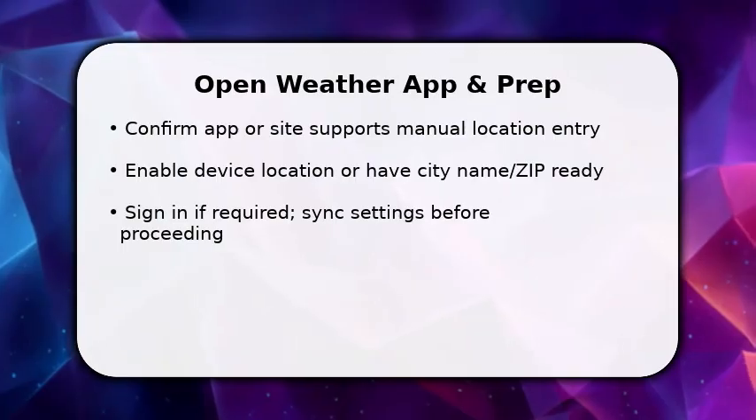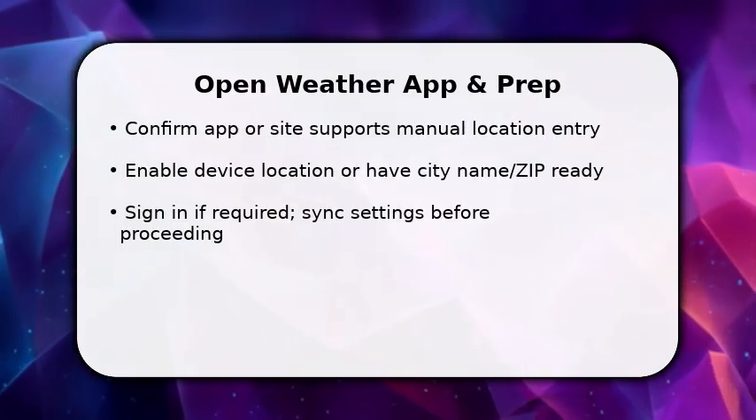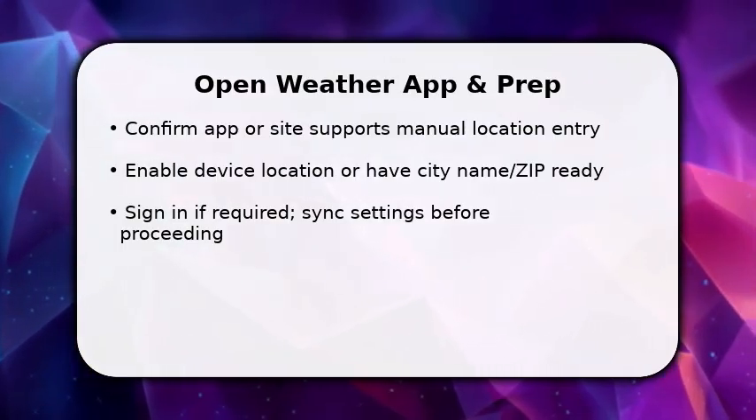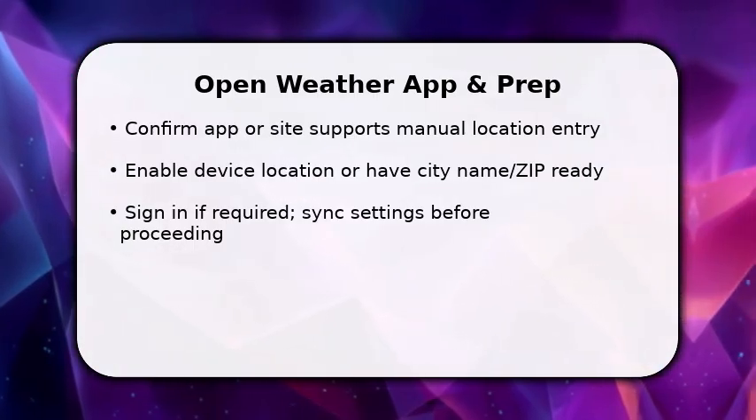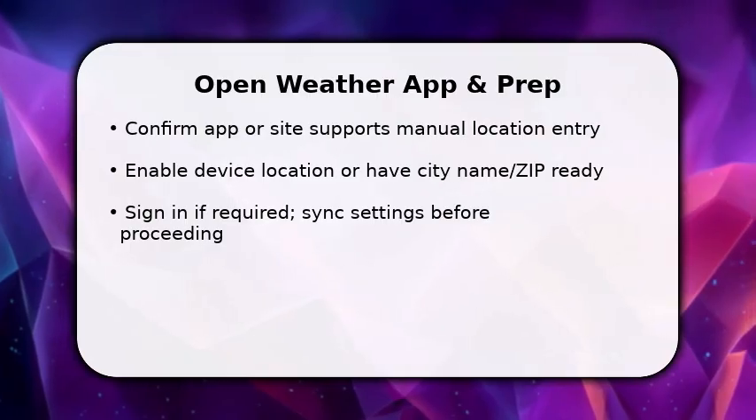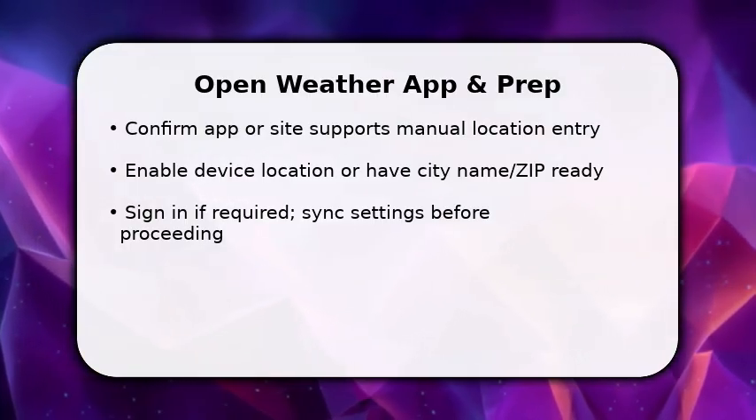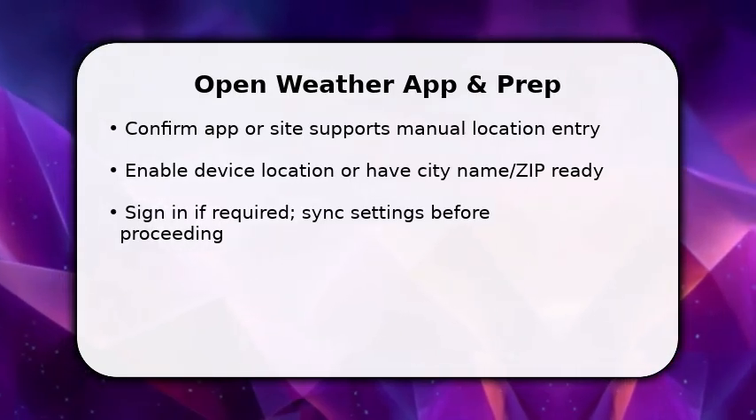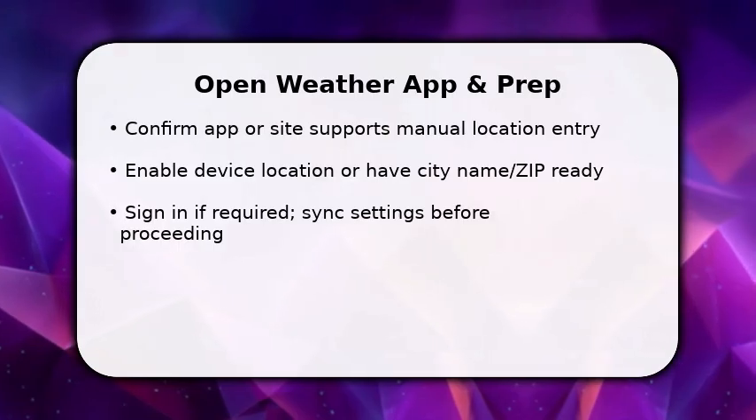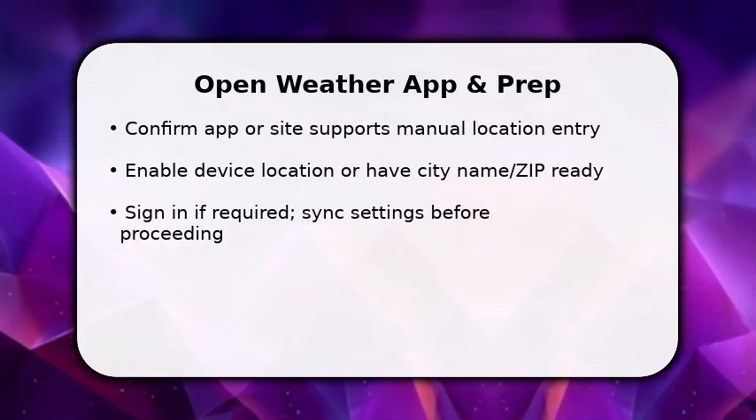You start by opening the weather app or website and getting ready. Make sure the app supports manual locations and that you have the city name or ZIP code. Once done, turn on device location briefly to compare automatic versus manual results. This helps you spot differences. If the app requires an account, sign in so changes persist across devices.